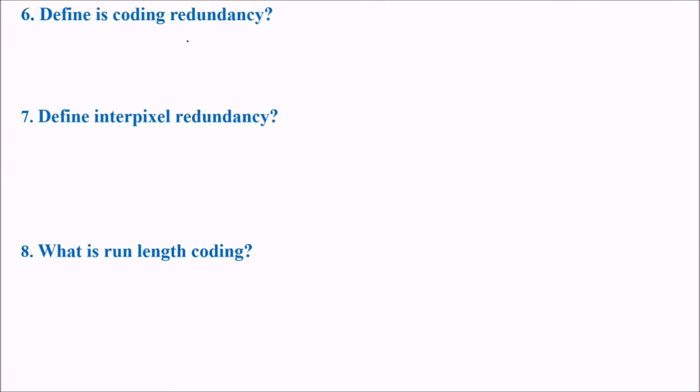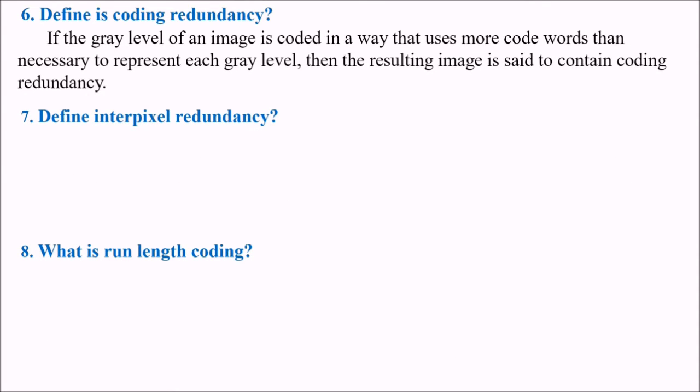Define coding redundancy. What is coding redundancy? If the gray level of an image is coded in a way that uses more code words than necessary to represent each gray level, then the resulting image is said to contain coding redundancy. What we are trying to say here is, if the gray level or DN values in images are coded in such a way that it uses more code words than necessary, then we call it coding redundancy.